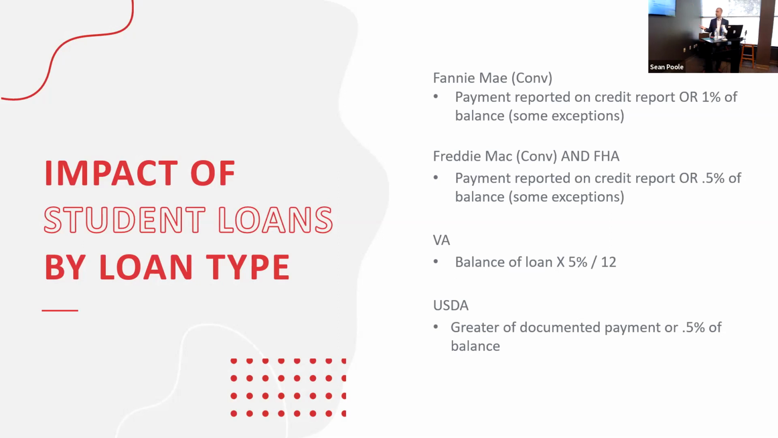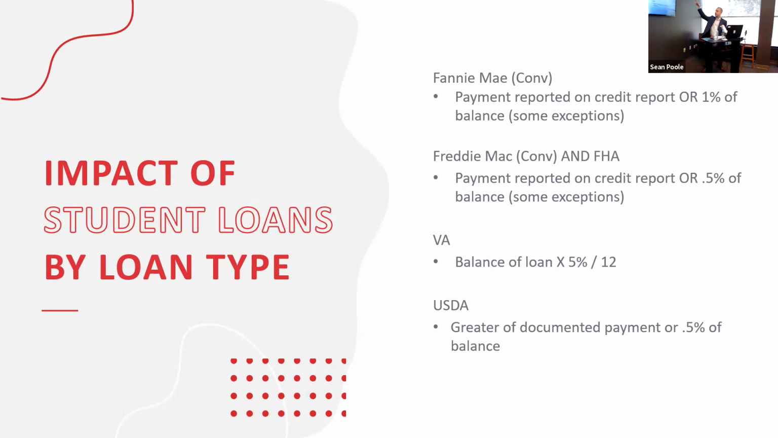Now it's only $500, or if it's on the credit report, it can be $20 a month on $100,000, and we can count that $20 a month. So it varies. There are some exceptions in there as far as what we count, but for the most part, these are the breakdowns.